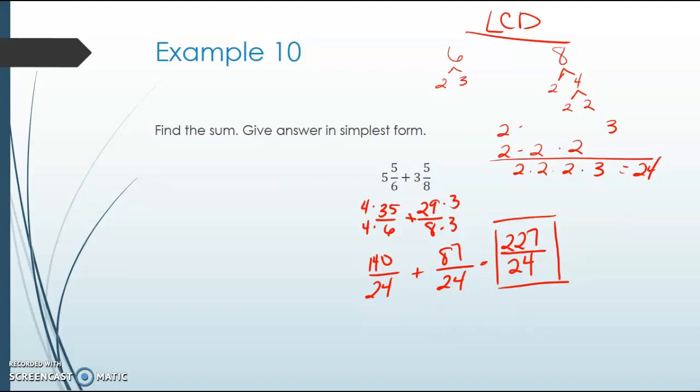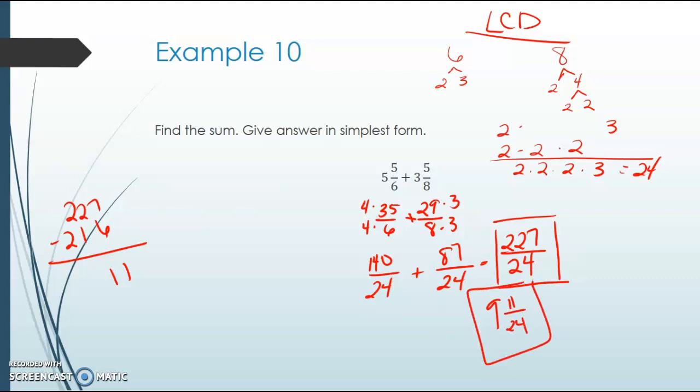So I'm going to do 227 divided by 24. And so that gives me a whole number of 9. And then I know that 9 times 24 is 216. So I'm going to take this 227 minus 216. And 7 minus 6 gives us 1, and 2 minus 1 gives us 1. So we end up with 11. So we have 9 and 11 24ths. And so this would be your Math Excel answer.